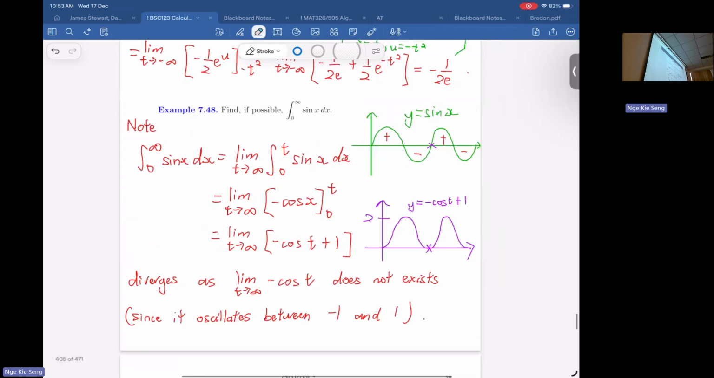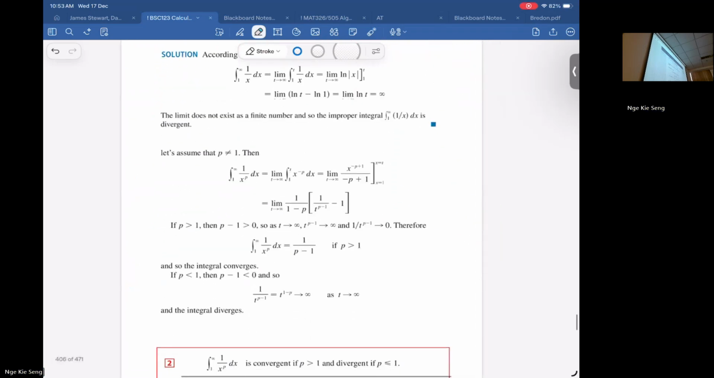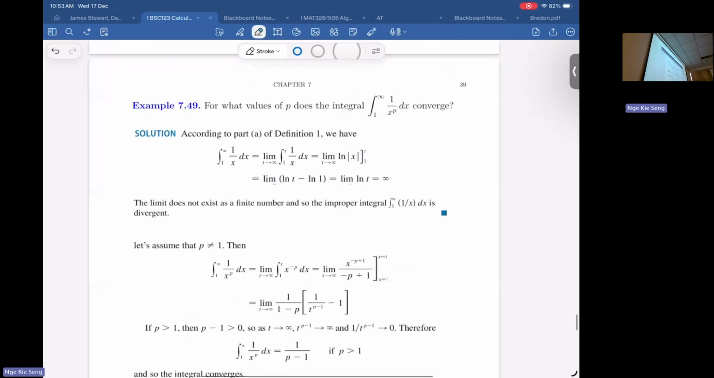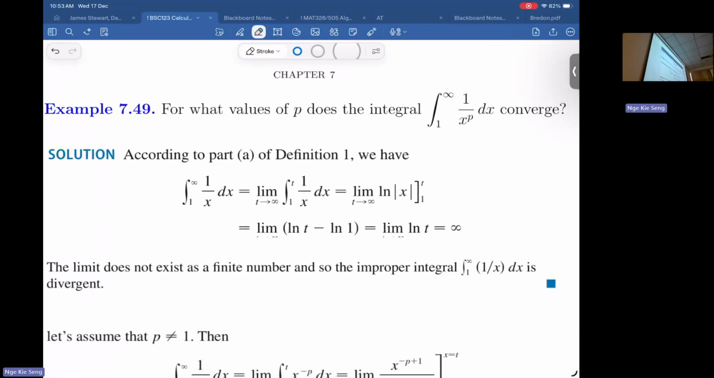So when p equals 1, where's the calculation? Let me see. Yeah, so when p equals 1, this is the calculation. Because x will go to infinity, this is the improper integral. So we make it into the limit of a definite integral, and then we compute this ln x here. But what is ln t when t goes to infinity? Unfortunately I cut this off, so I should add it in. So here is t to infinity, here is t. So ln t goes to infinity, so it diverges.